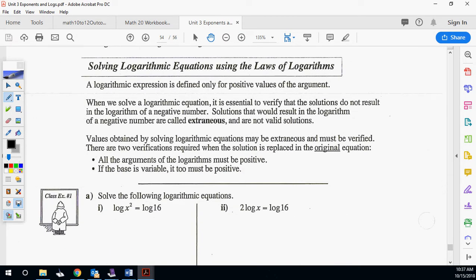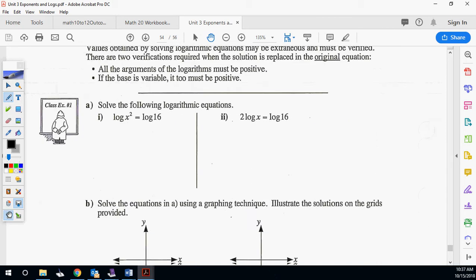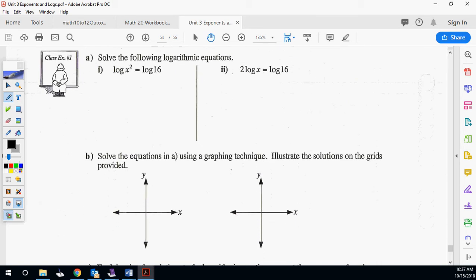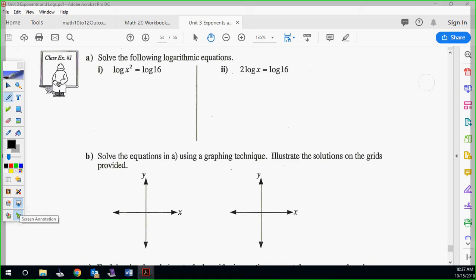All right, so let's just get some examples going. Solve the following log equations. So log x squared equals log 16. So what are their bases? 10, right? Nothing's there, so it's a 10. So they have the same base, so we're good to go. x squared equals 16, so x equals plus or minus 4. Yeah, we have to do plus or minus, and we have to check.